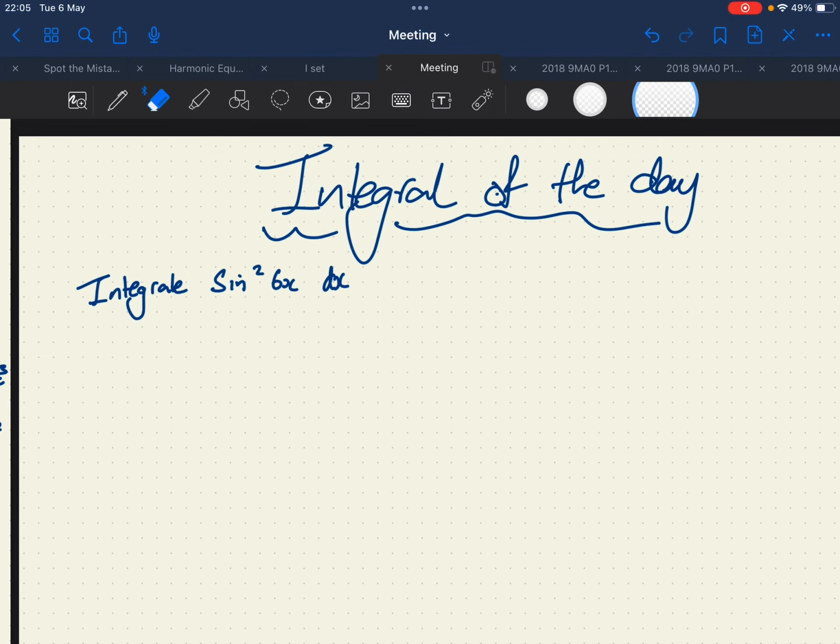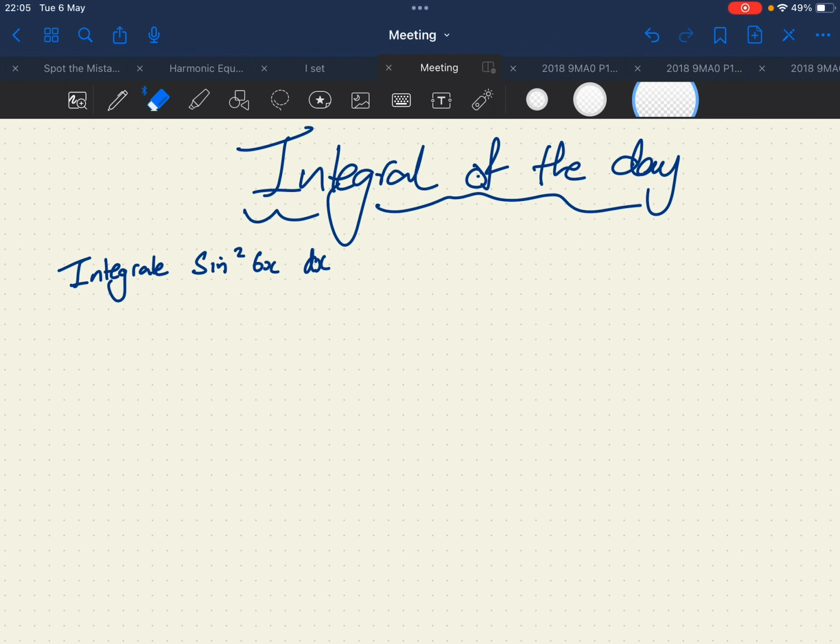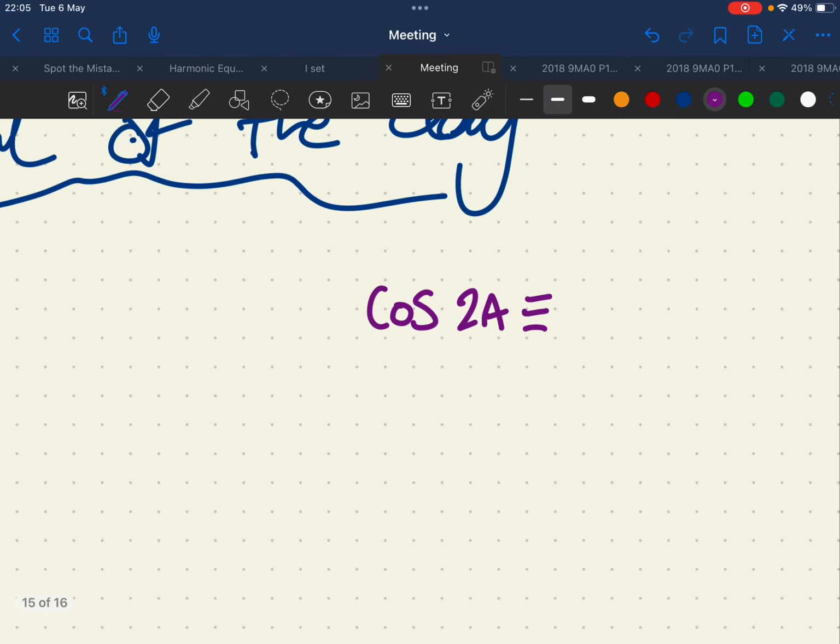So our integral of the day is integrating sine squared 6x with respect to x. The first thing I need to do is remember one of my need to knows, which is that in general cos 2a is the same as cos squared minus sine squared.